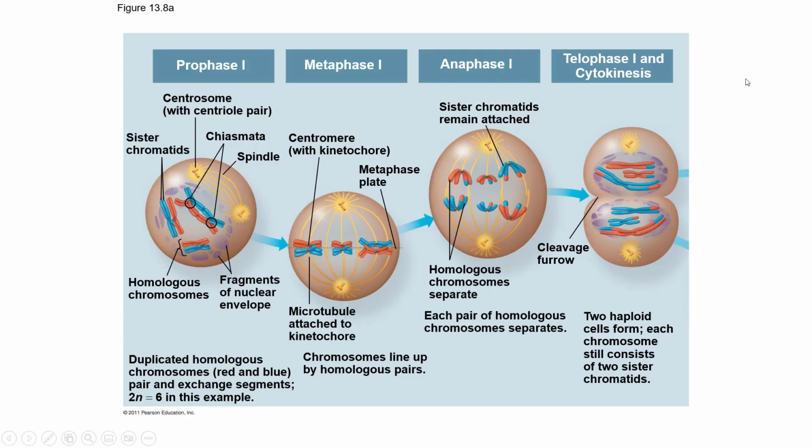Look here at metaphase 1. What we see is there's a metaphase plate, just like metaphase of mitosis, but here the homologues are lining up, and that's what's special about metaphase 1. You get independent assortment of the homologues along the metaphase plate. During anaphase 1, these homologues are going to separate, and as the homologues separate, you are going to form two new haploid cells after telophase 1 and cytokinesis.